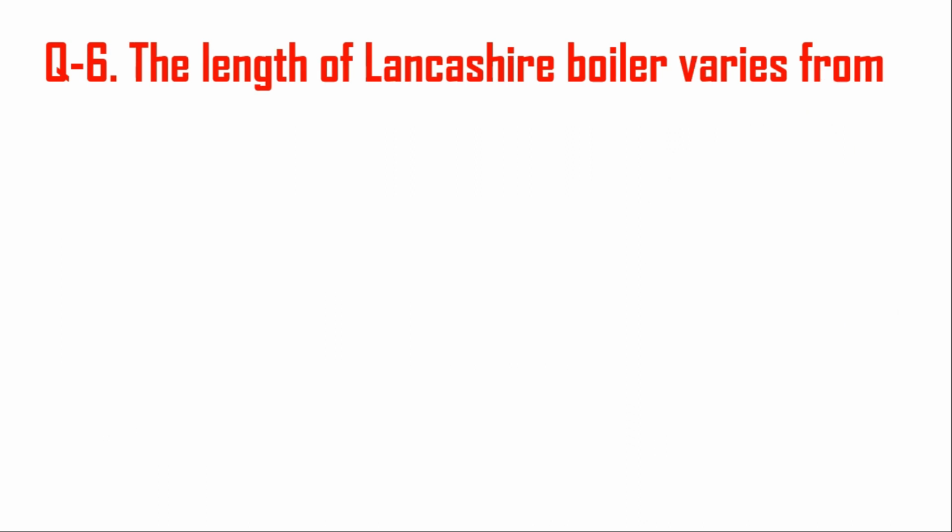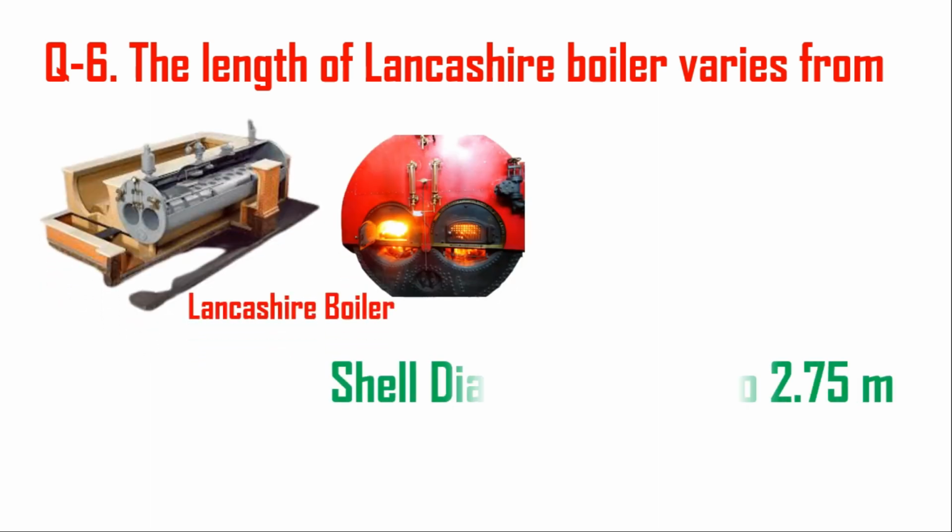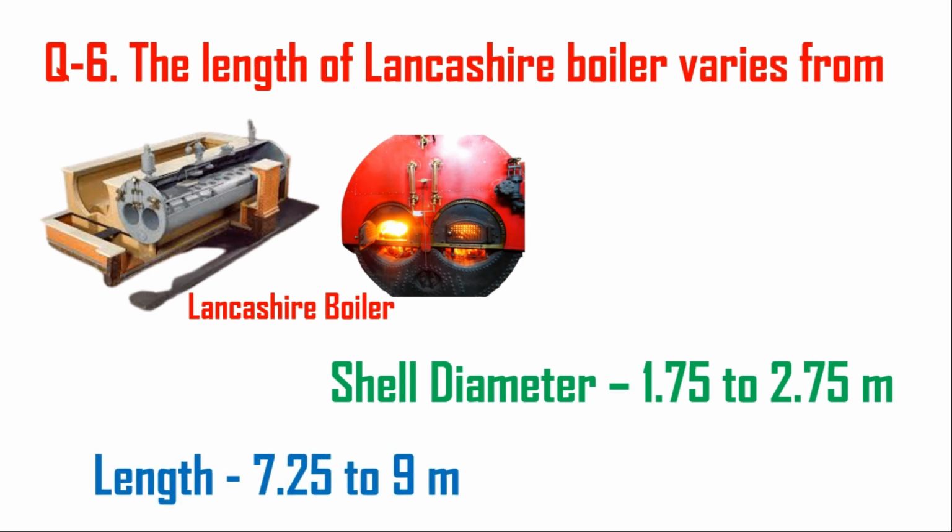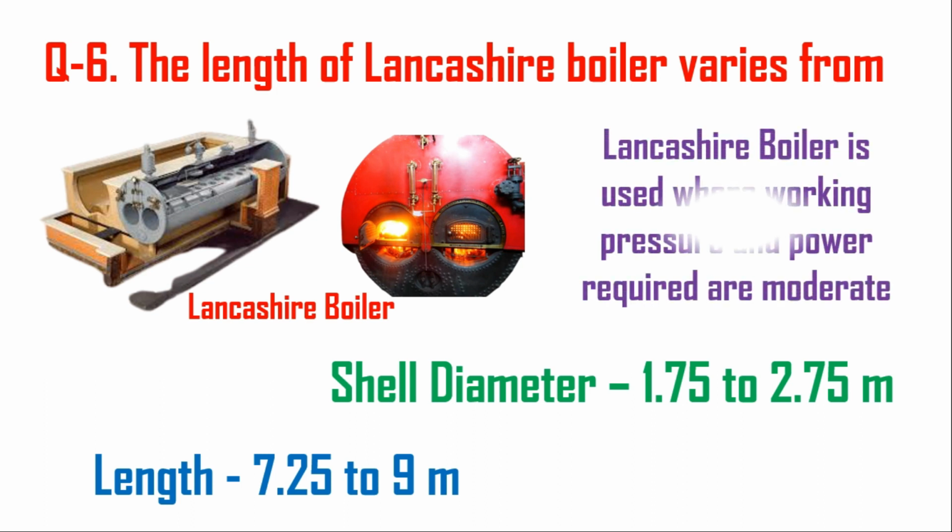Question number 6. The length of Lancashire boiler varies from, its shell diameter varies from 1.75 to 2.75 meter, while its length varies from 7.25 meter to 9 meter. And Lancashire boiler is used where working pressure and power required are moderate.